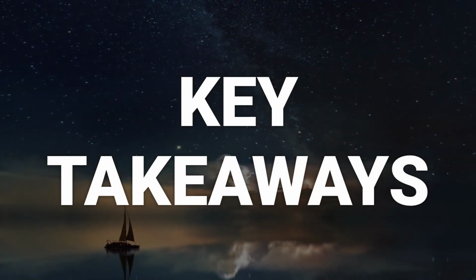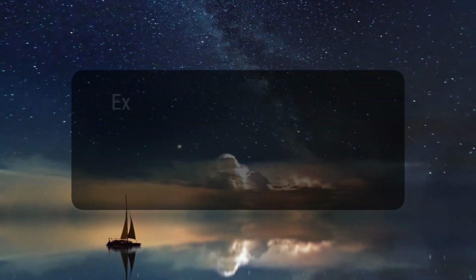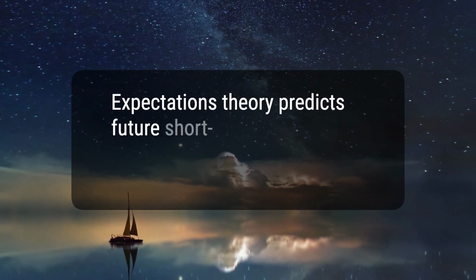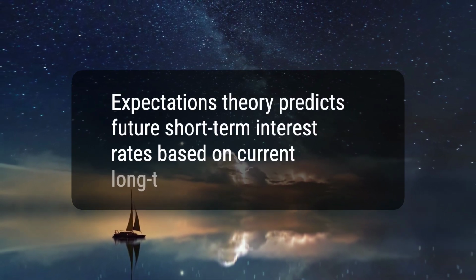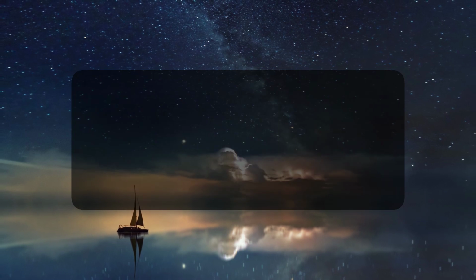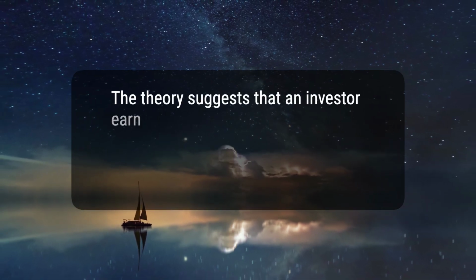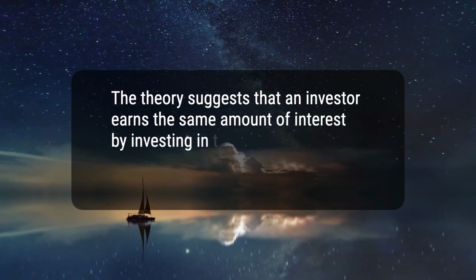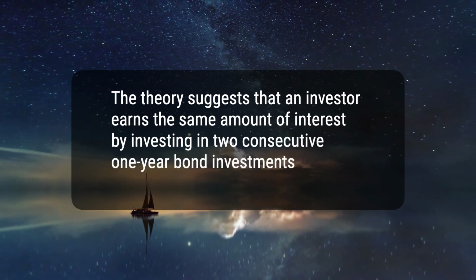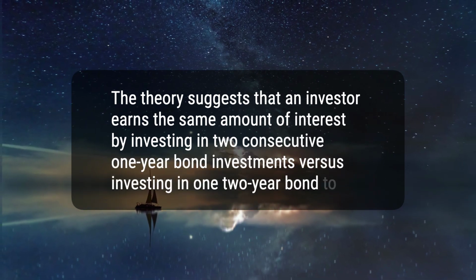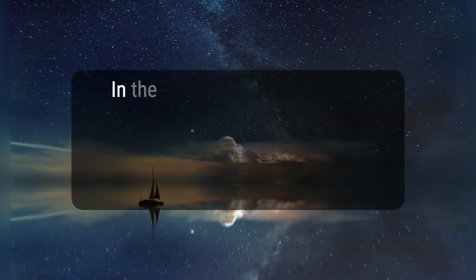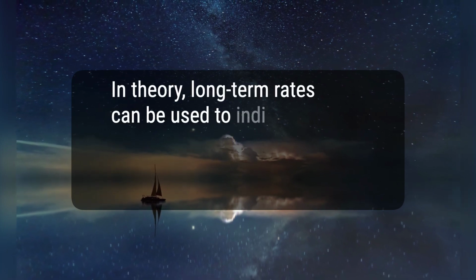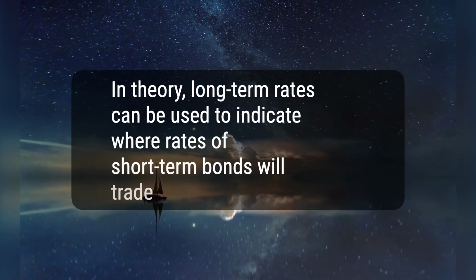Here are 3 key takeaways. 1. Expectations theory predicts future short-term interest rates based on current long-term interest rates. 2. The theory suggests that an investor earns the same amount of interest by investing in 2 consecutive 1-year bond investments versus investing in one 2-year bond today. 3. In theory, long-term rates can be used to indicate where rates of short-term bonds will trade in the future.